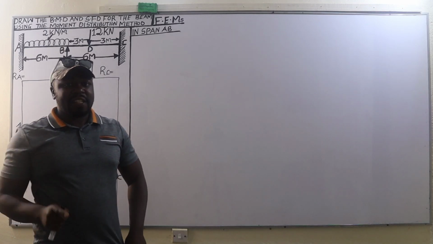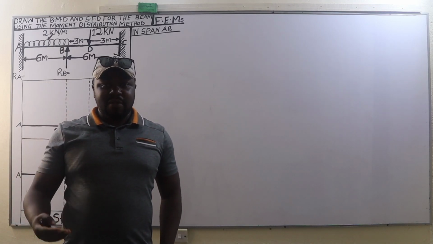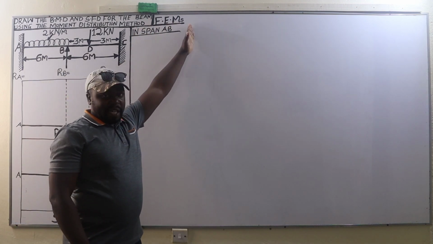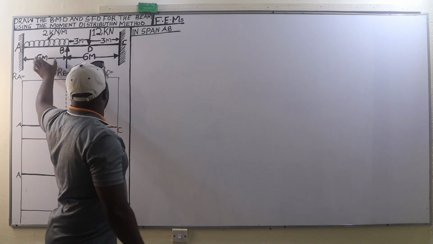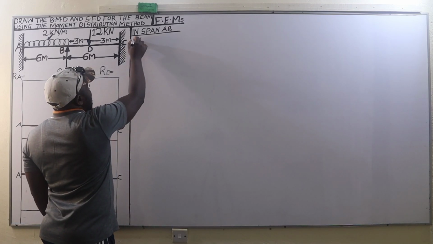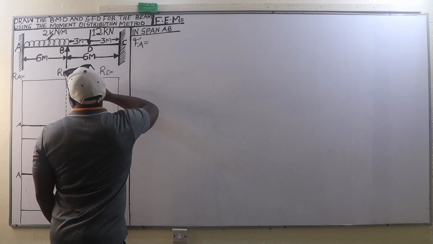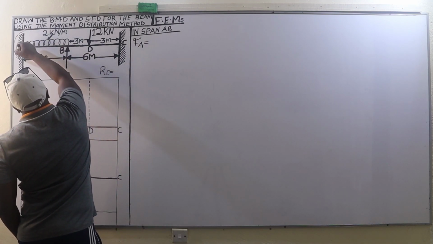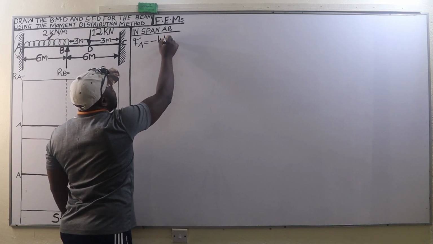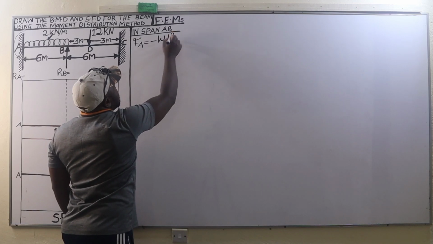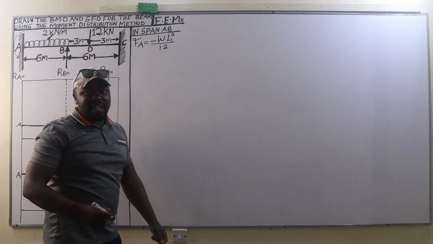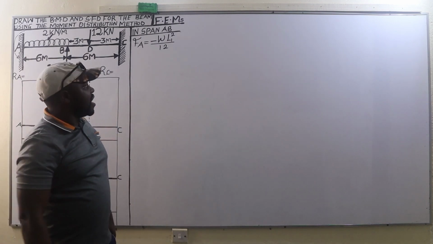Now, the very first thing that we usually do when we are dealing with the moment distribution method is calculate the fixed end moments. In this case, we are going to begin with span AB. In span AB, the fixed end moment at A is going to be an anti-clockwise moment, and it will be given by this formula: negative W L1 squared divided by 12, since this span is loaded with a uniformly distributed load.